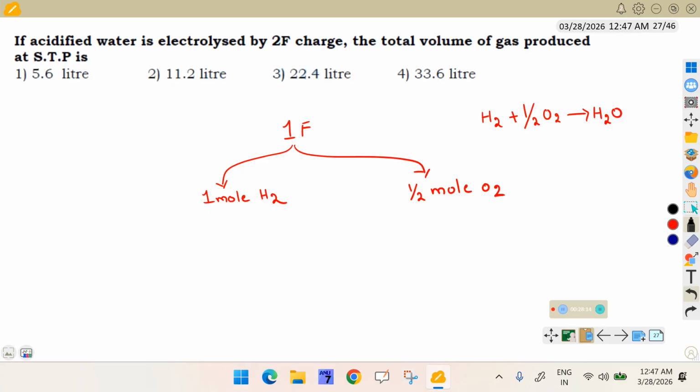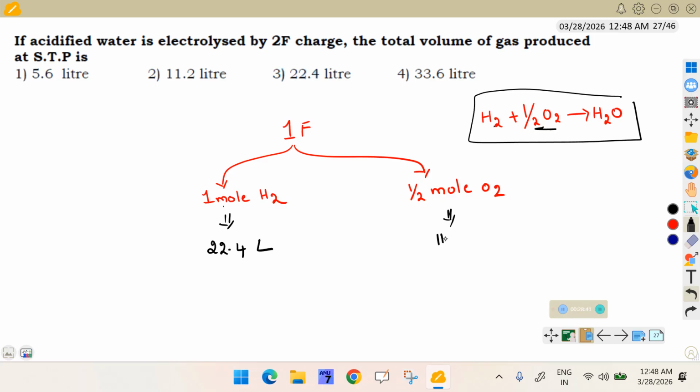Acidified water is electrolyzed by 2 Faraday's charge. The total volume of the gas produced at STP is. This is the formation of H2O reaction. If we pass 1 Faraday of current, 1 mole of H2, half mole of O2 is liberated. 1 mole of H2 volume is 22.4 liters. Half mole of O2 volume is 11.2 liters. Add 22.4 plus 11.2 is equal to 33.6 liters.